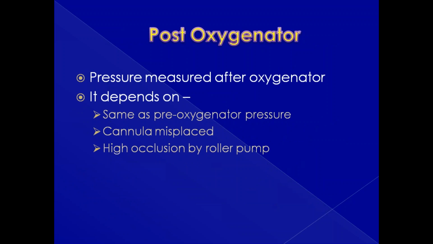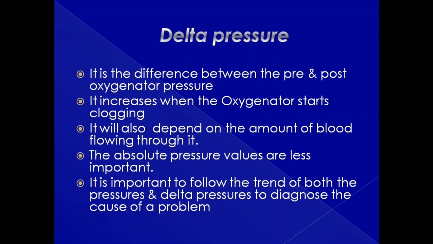Post-oxygenator pressure is measured after the oxygenator, as the name implies. It depends on the same factors as pre-oxygenator pressure, and on cannula malposition and high occlusion by the roller pump. What is more important is the difference between pre-oxygenator and post-oxygenator pressure. If the trend of the pressure difference is changing, that is of a lot of importance. That's called delta pressure. It's the difference between the pre and post oxygenator pressure.